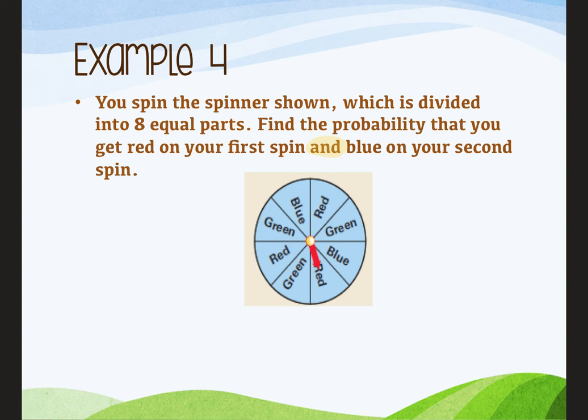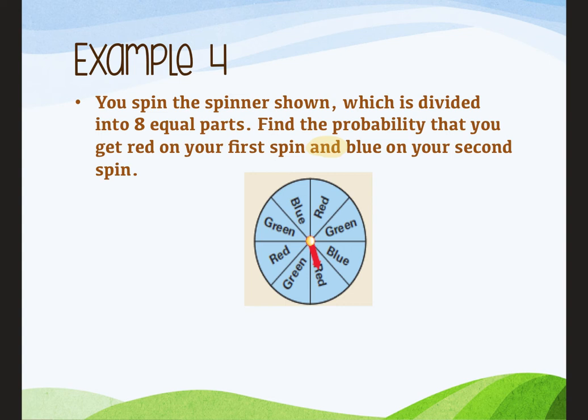So is a spinner going to go away? So is spinning a spinner, are those independent or dependent? They're independent. It's not like when you spin it, it goes away, right? So every time you spin it, you're starting with a fresh set, okay?